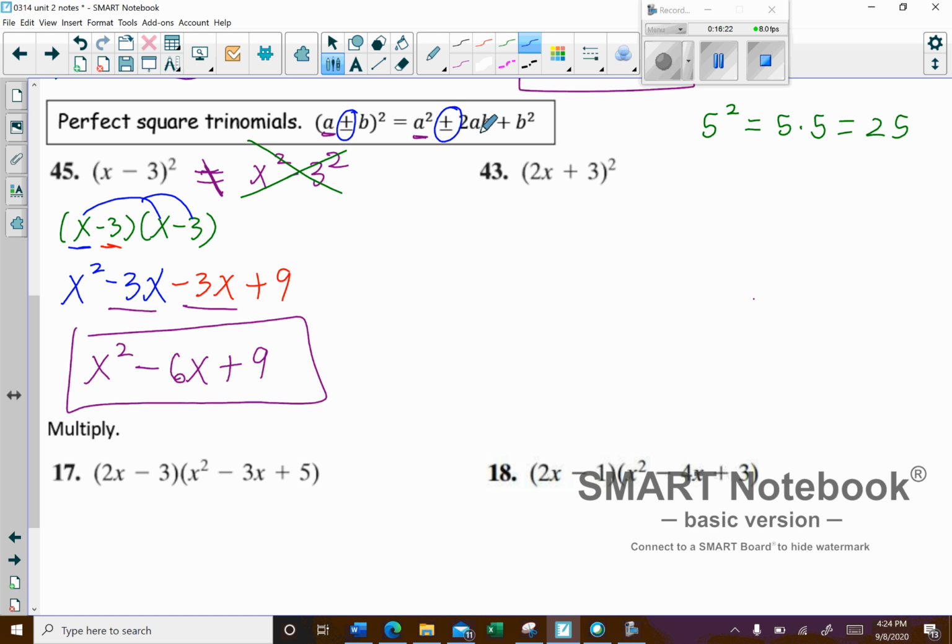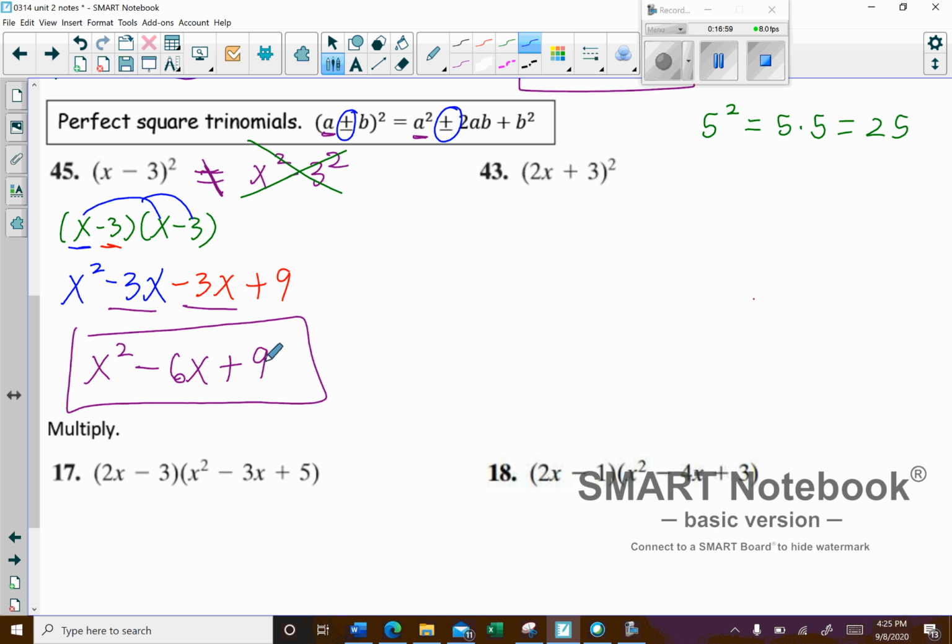And so then, we have 2 times a times b. The a and the b are the values inside here. So you're going to have 2 times x times 3. 2x times 3 is 6x. And then I have a minus here, so I'm going to have a minus here. So there's my minus 6x. And then the last one's going to be b squared. It's always plus. My b was a 3, so plus 3 squared, which is 3 times 3, 9. And there we go.